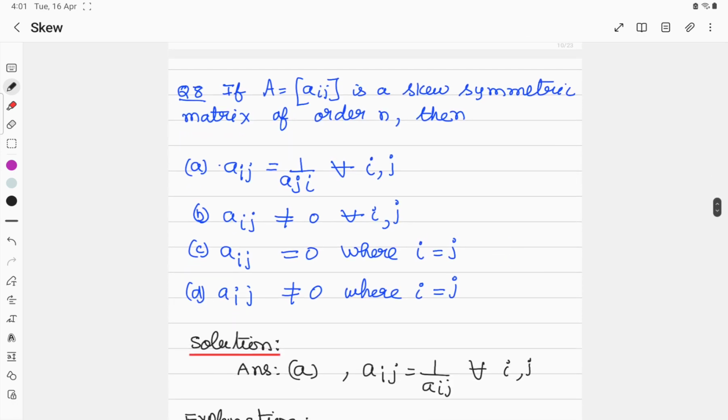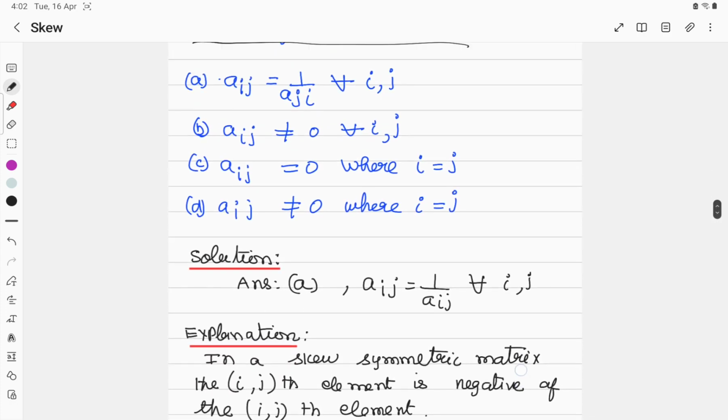Question number 8. If A = [aij] is a skew symmetric matrix of order n, then aij is equal to: 1 by aij for all i, j; aij is not equal to 0 for all i, j; aij is equal to 0 for i equal to j; aij is not equal to 0 for i equal to j.